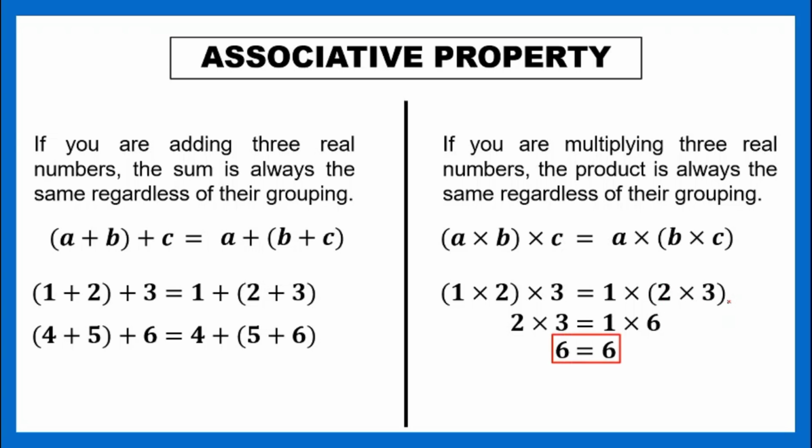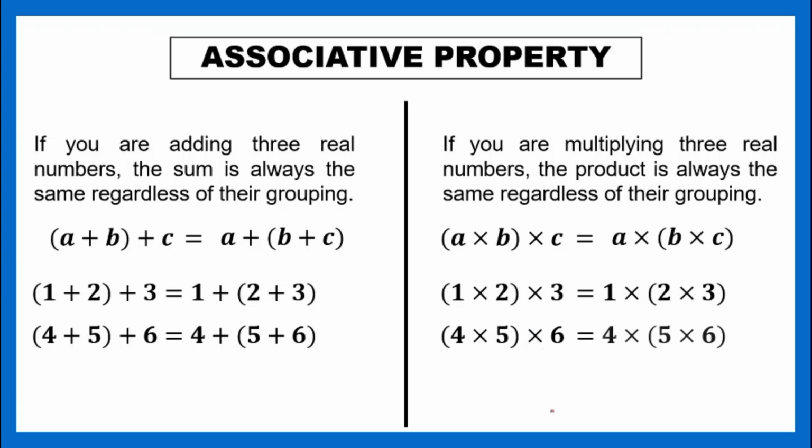So, same pa rin. Ito naman, 4 times 5 times 6 is just equal to 4 times yung quantity ng 5 times 6. So, unahin natin isolve dito yung 4 times 5, which is 20, times 6, is equal to 4 times, ito muna, 5 times 6 ay 30. So, kapag multiply natin yan, the same ang sagot, which is 120. Ayan. So, yun po ang associative property.